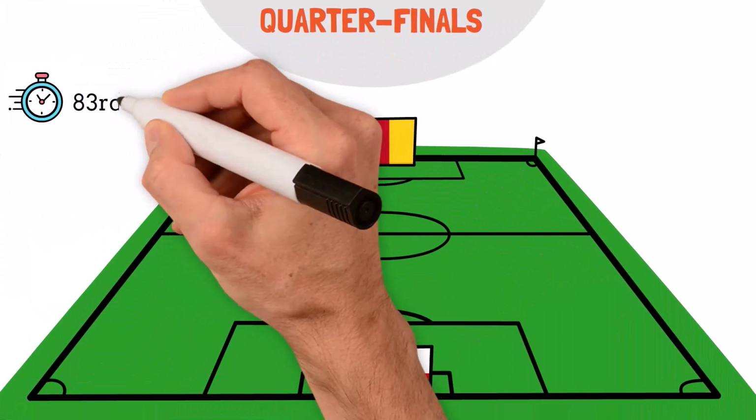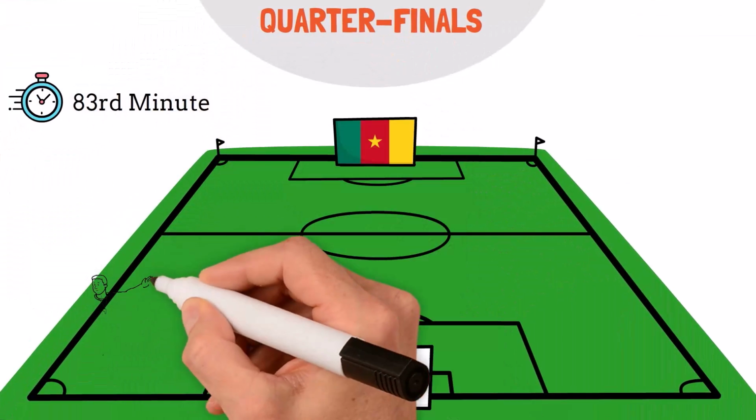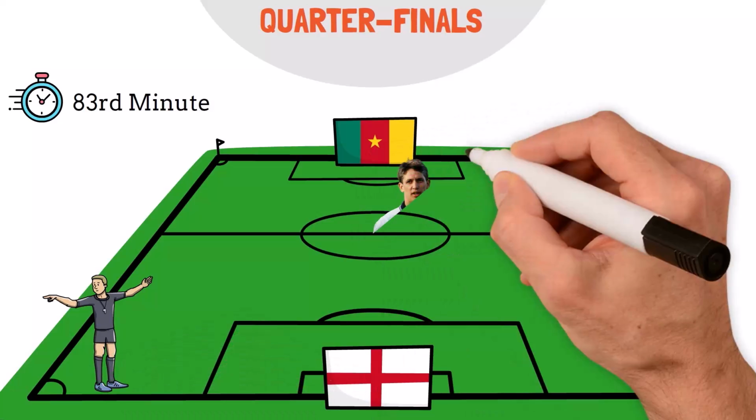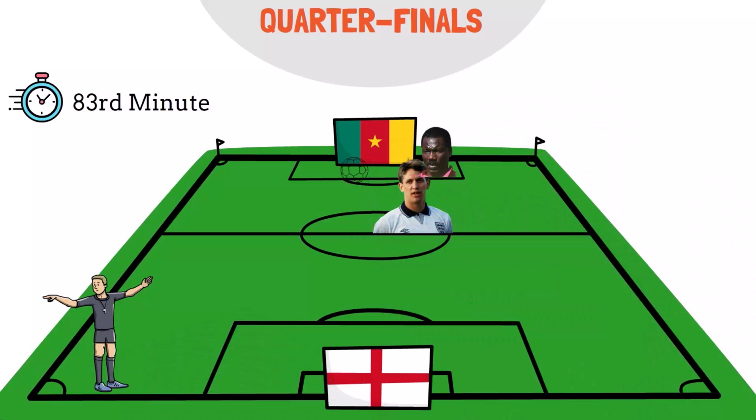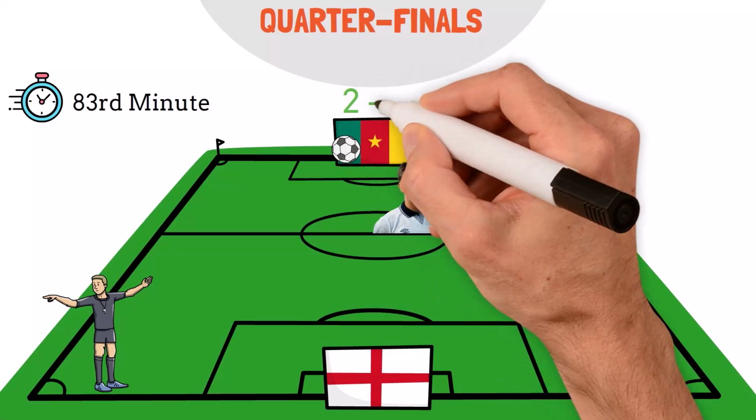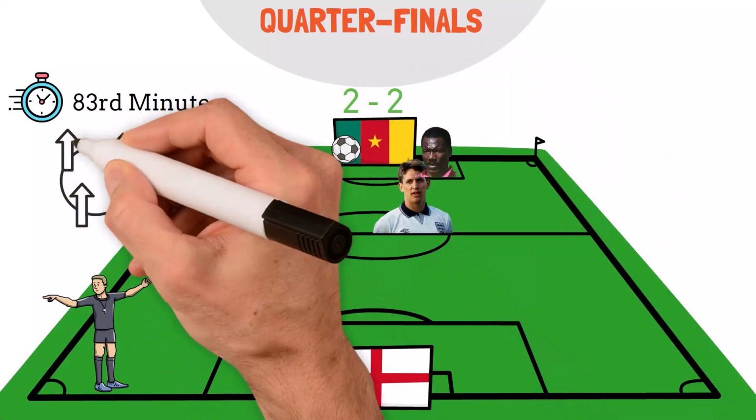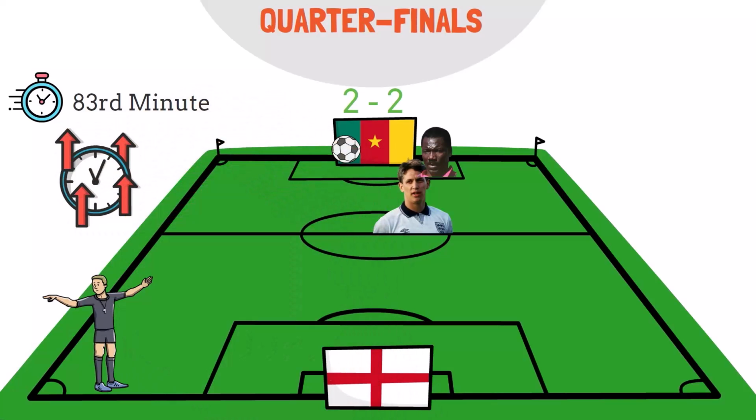In the 83rd minute, Lineker won a penalty for England. How much contact was made is still debated, but the challenge was rash. Lineker fired the penalty to the left as Cameroon keeper Thomas Nkono dove to his right. It was 2-2. The game went into extra time.